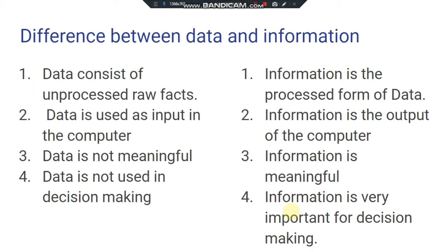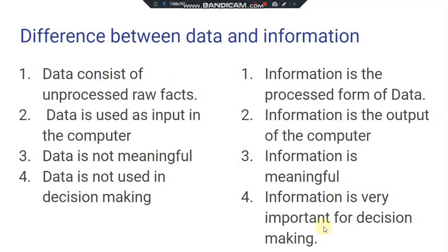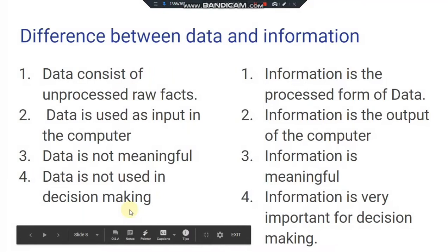Data consists of unprocessed topics, while information is the processed form of data. Data is used as an input in the computer, while information is the output in the computer. Data is not meaningful, while information is meaningful. Information is very important for decision making, and data is not used for decision making.